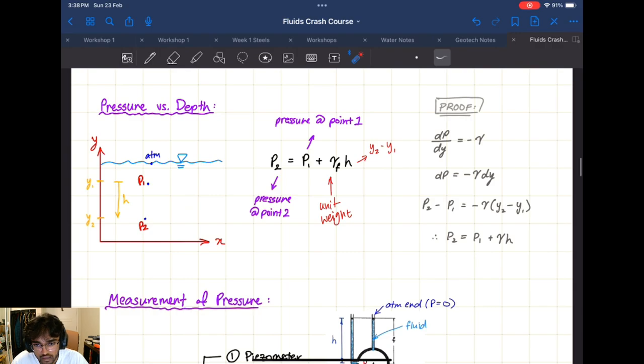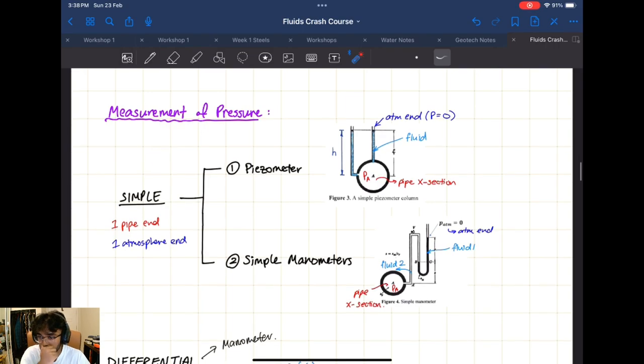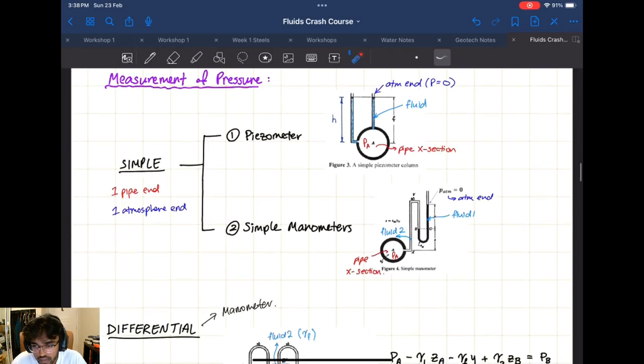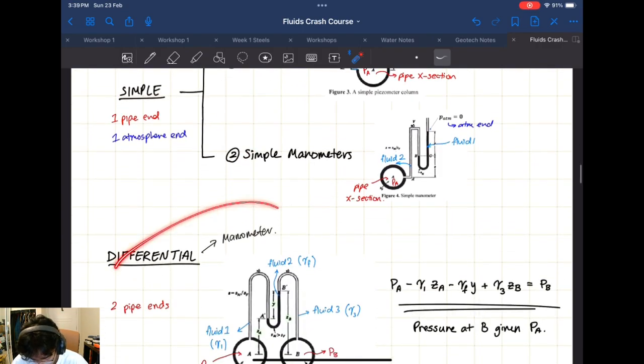Yeah, that's fine. So exactly, I'm going to quickly talk about the measurement of pressures. There's something called simple measurement, so this is using piezometers and simple manometers, and there's also something called using differential manometers.